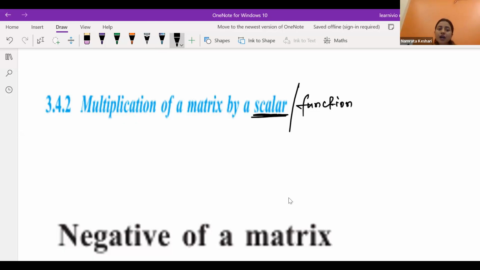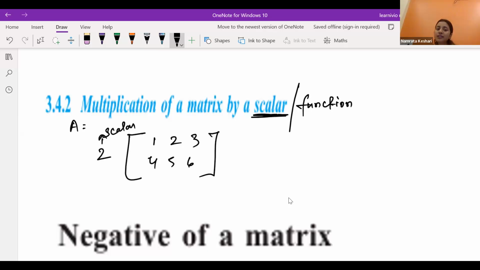The process is, suppose you have a matrix 1, 2, 3, 4, 5, 6. This is A, given over here, and you are multiplying it by a scalar, that is 2.